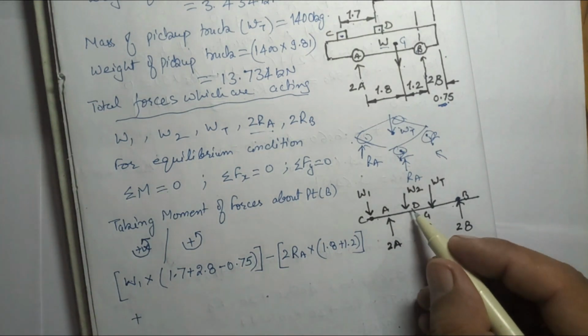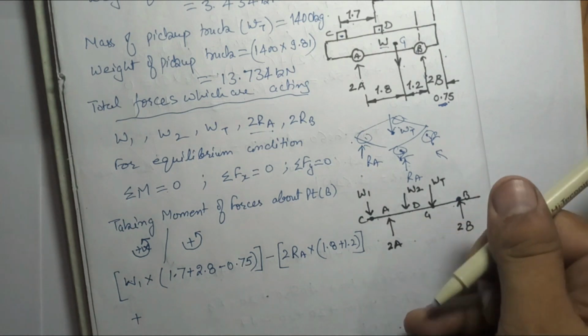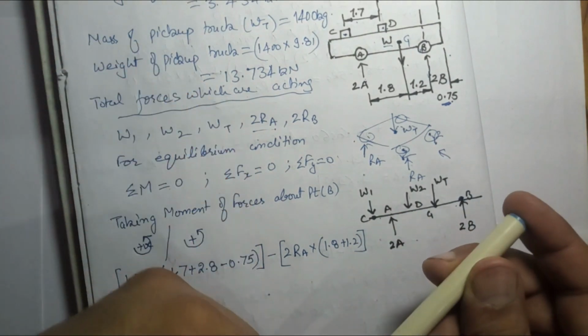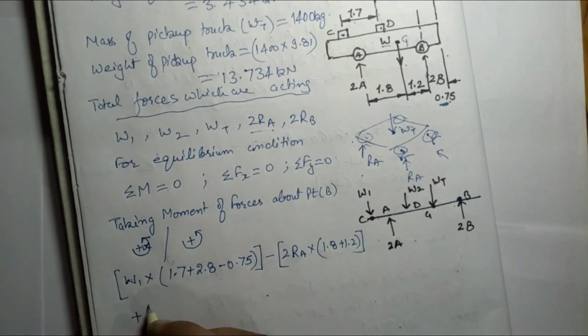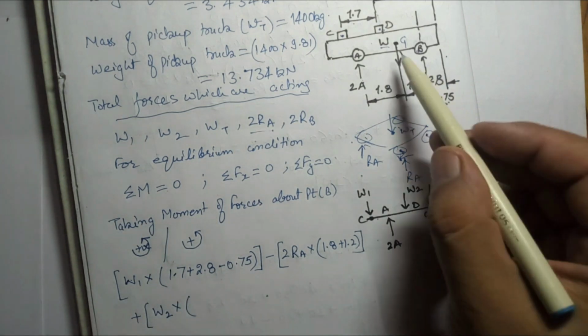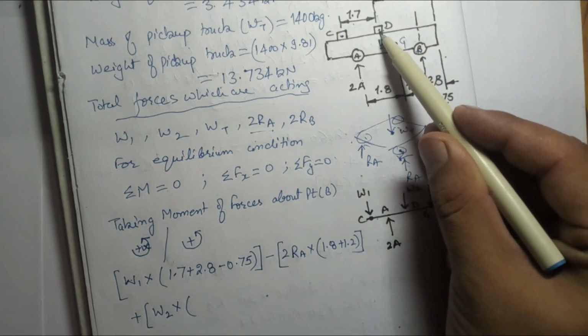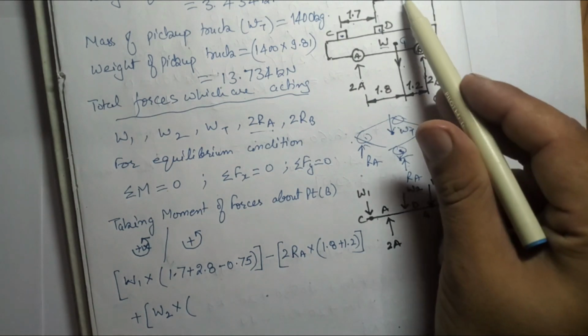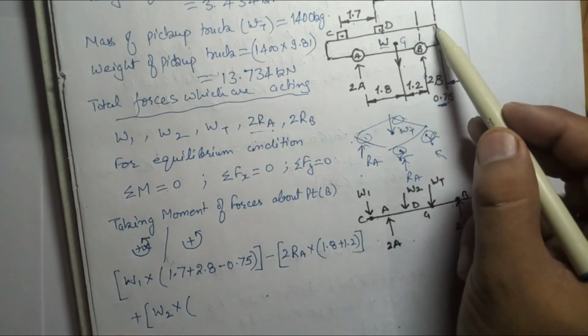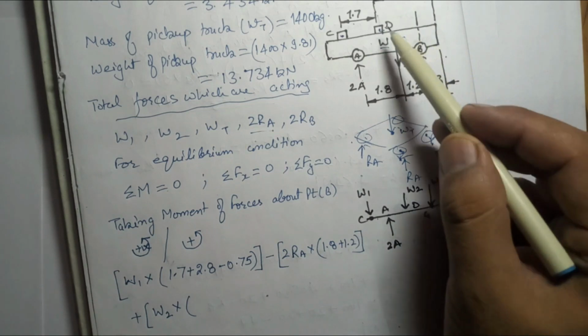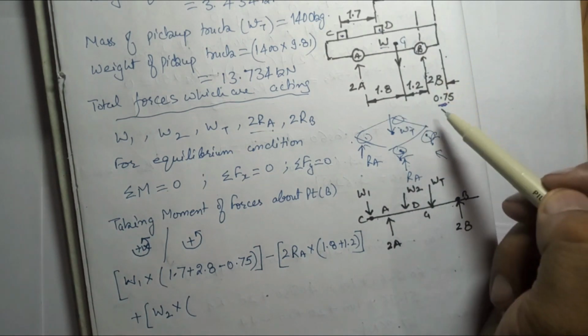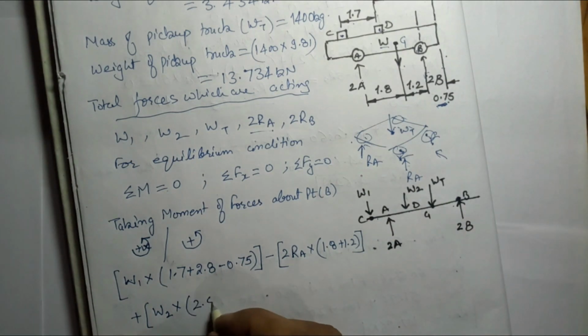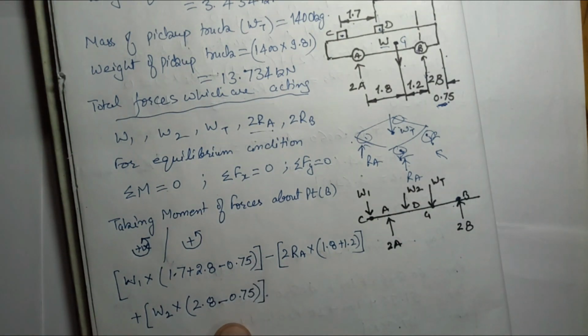Now after that, third, that is again W2. W2 is again downward, so it will give anti-clockwise, and anti-clockwise is positive. So this is W2 into, now see the distance. This is the point for W2, D point, and the force acts downward. From this to this, 2.8 is given in full, but we are calculating about point B. So 2.8 minus this distance 0.75. This is the moment of force for the second.